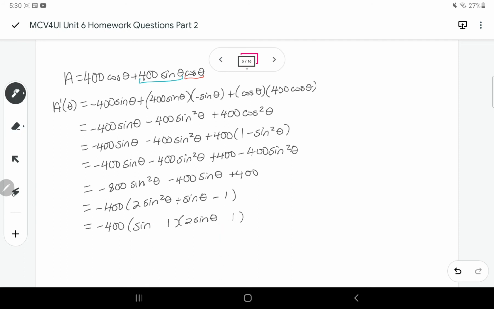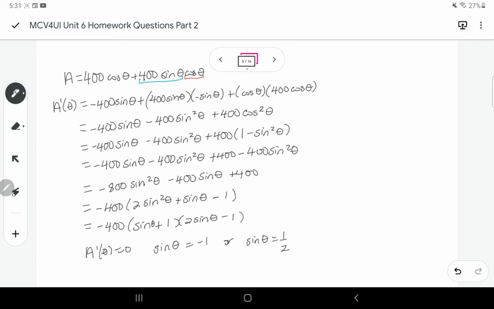But just to double check, I have negative 800 minus 400, so that would be negative 400 out front. And I will have positive 2, positive 1 there, and a negative 1 there. So double checking my factoring, I'm actually going to want plus 1 there and a minus 1 there. So if A prime of theta equals 0, we would want sine theta, missed my theta there, to equal negative 1, or sine theta to equal 1/2.